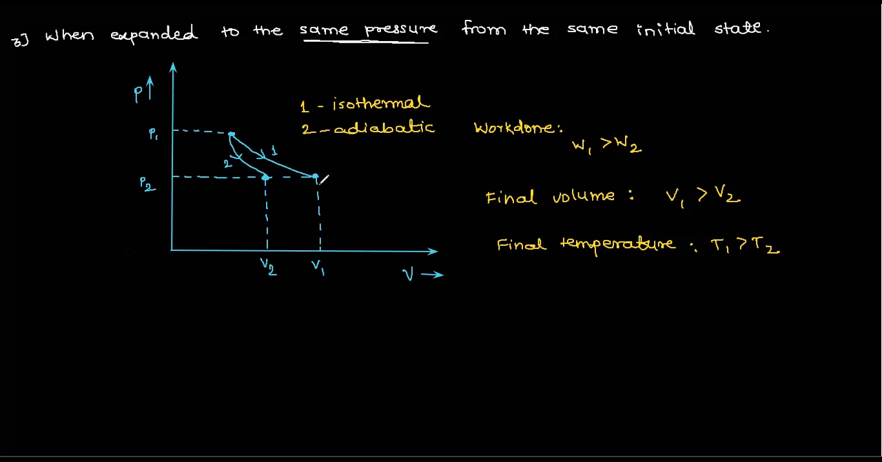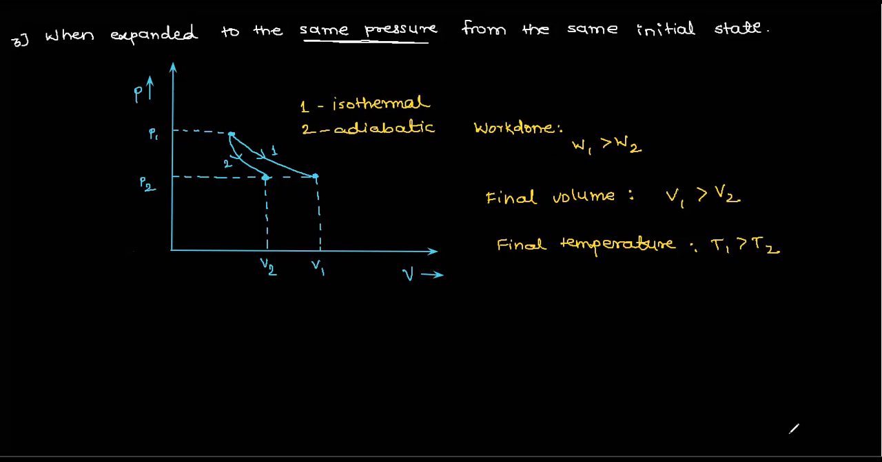Did I say anything about pressure here? No. Why? Because it is expanded to the same pressure. If you see the y-intercept of both curves, you will get only one value, that is P2. So is it necessary to mention that? No, it is not necessary. Therefore, I'm just talking about the volume. So final volume, which one is greater? V1 is greater than V2. And here final temperature, you see T1 is greater than T2. Understood? Yes, this is what happens when expanded to the same pressure from the same initial state.